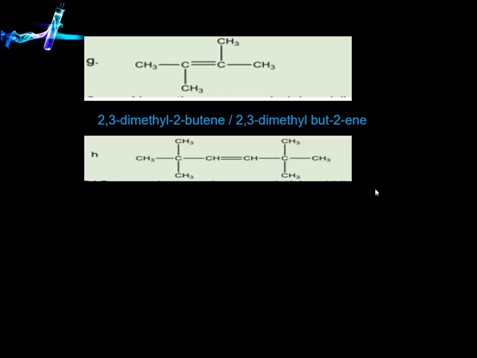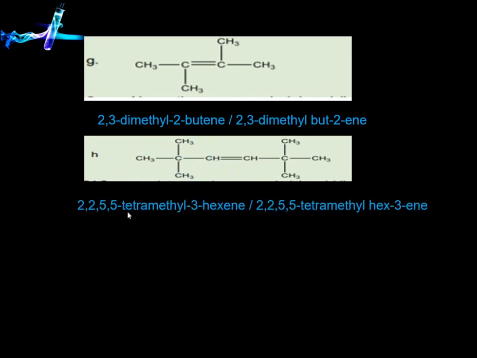The next part is H, in which you can see there are 4 attachments, that is 4 methyl groups are present, which are present at position number 2 and position number 5 of a hexene. In this hexene, there are 6 carbon atoms. At position number 3, there is a double bond present. So the name of the compound will be 2,2,5,5-tetramethyl. There are 4 methyl groups attached, 3-hexene.